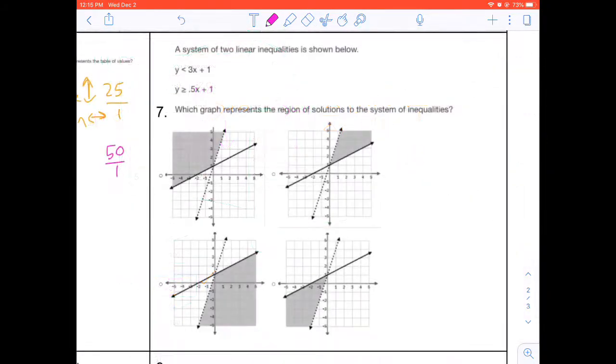Question number 7. A system of 2 linear inequalities is shown below. Which graph represents the region of solutions to this system of inequalities? If you will notice, the lines are in the same place. And I'm going to highlight this in another color also so that we can see that observation. So this is not a graphing question. This is about showing where the shaded region is supposed to be.